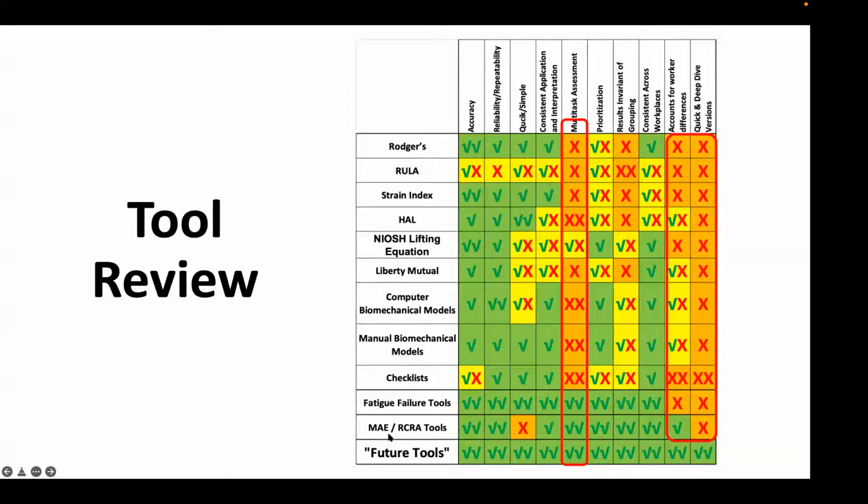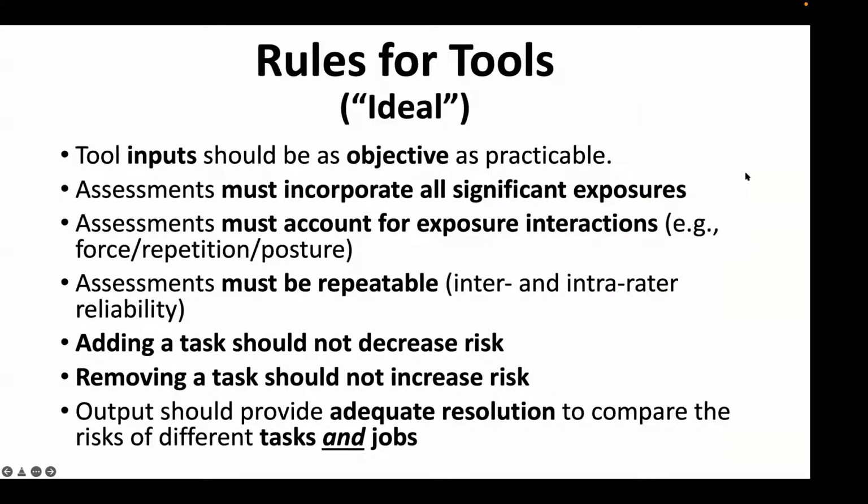And in my world, the future tools, the ideal future tool should address all of these strongly. This is where we need the most effort, I think, in research. As far as having rules to dictate how these tools are done, the tool input should be as objective as practicable. They should incorporate all of the significant exposures. Little minor things can be left off, but if it's significant, it needs to be included.